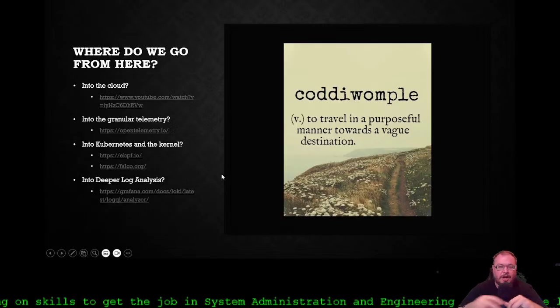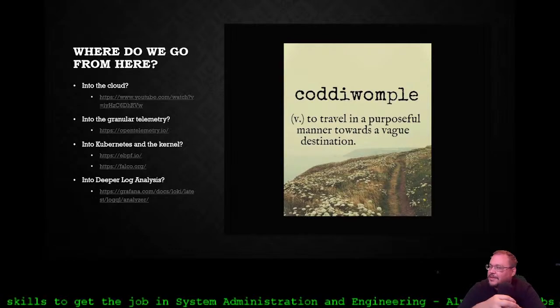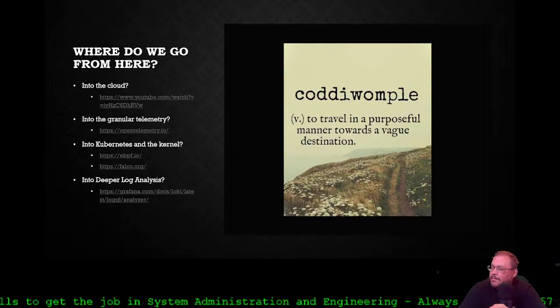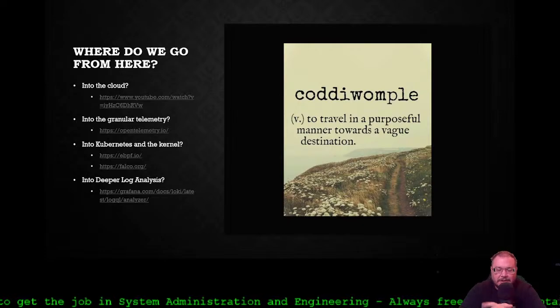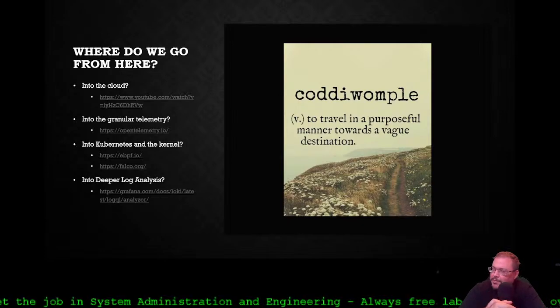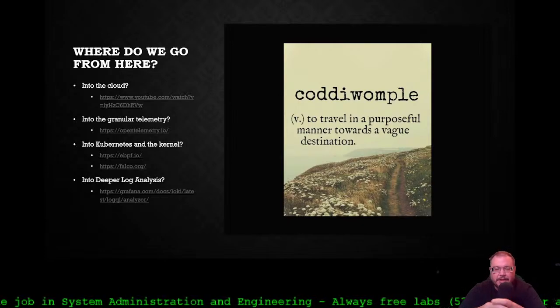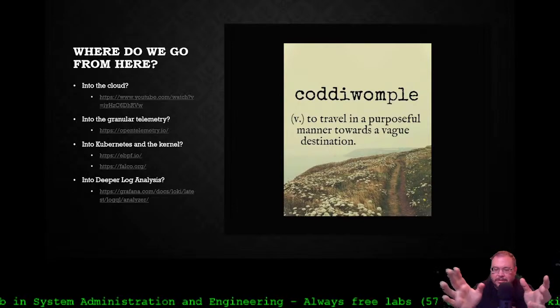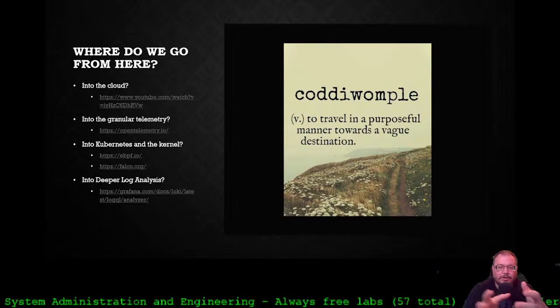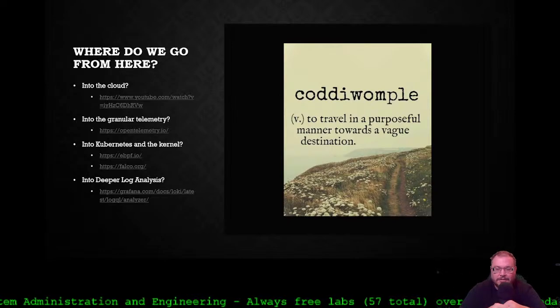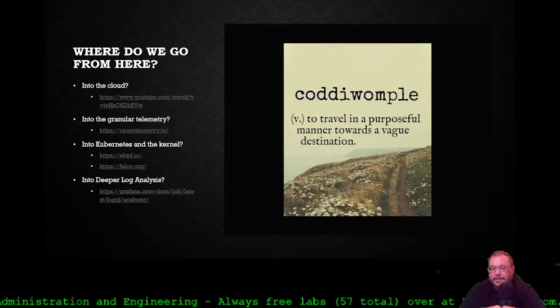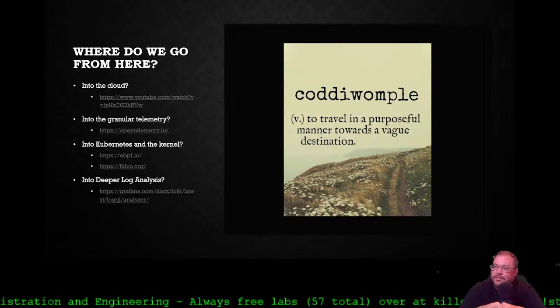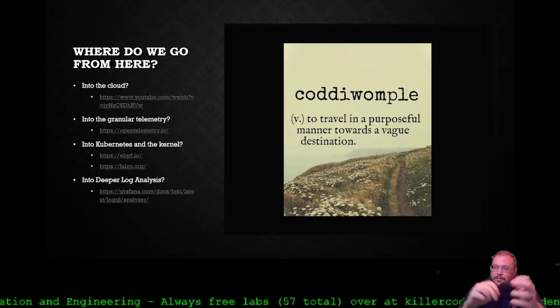Does everybody here know what a cottywomple is? This is one of my favorite little things. It's to travel in a purposeful manner towards a vague destination. This is what happens right here. Cottywomples are what happens in projects and other things where we don't want. This is how a lot of people kind of live their life. They just kind of wander wherever. This is how a toddler walks. You ever seen a toddler walk like they know where they're going, but they don't? That's what a cottywomple is. So where do you go from here, right?